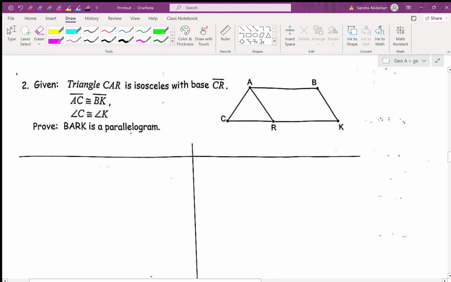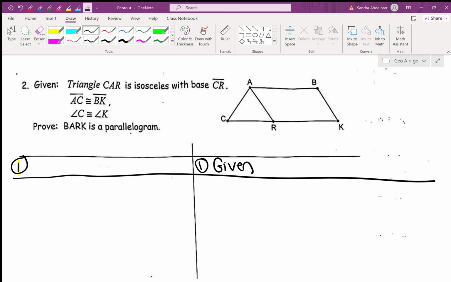All right, triangle CAR is isosceles with base CR. So let's go through this and make some conclusions as we go through our given information. What does that mean? What can we conclude from that? Libby. That the base angles and legs are congruent. So directly first, we can just say the legs are congruent. We can't conclude base angles just yet. Since CR is the base, we can conclude that CA and AR are congruent. So CA is congruent to RA, def of isosceles.